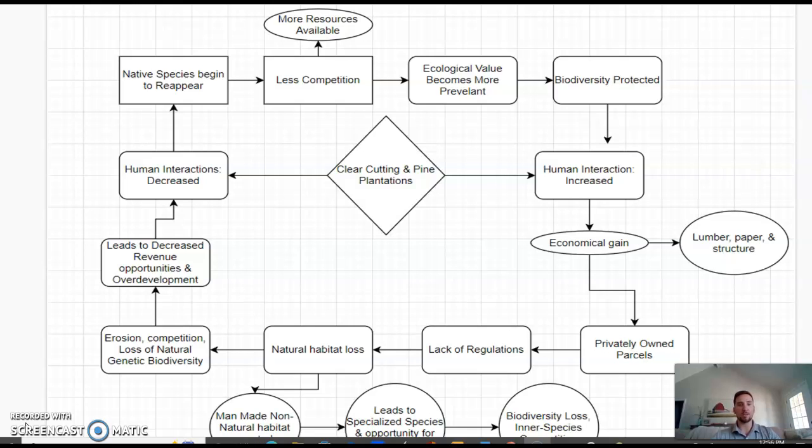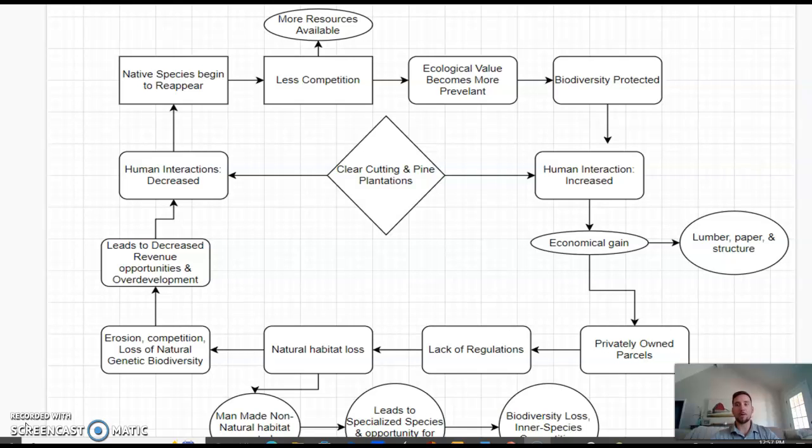But through this process, we can see a shift, with native species beginning to reappear with less competition between species, subdivided into more resources now readily available for native species rather than invasive species. This leads to ecological value becoming more prevalent than the economical value for humans, because we're no longer pumping economical value out of these select privately owned parcels. We're seeing more ecological value come from them, from the rejuvenation and reinstating of the native species that were found before human interaction, which leads to biodiversity being protected.